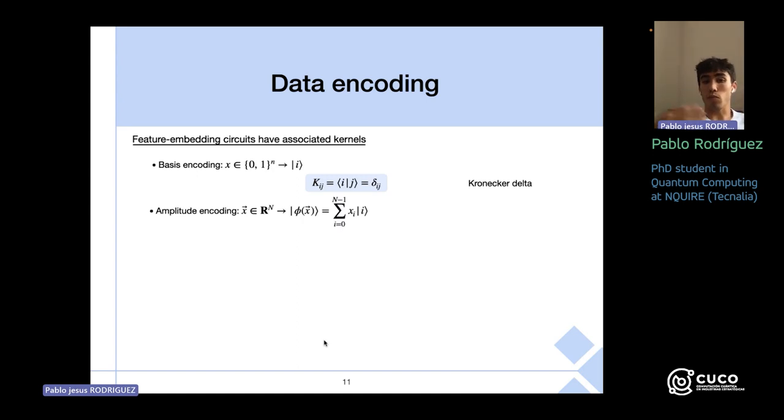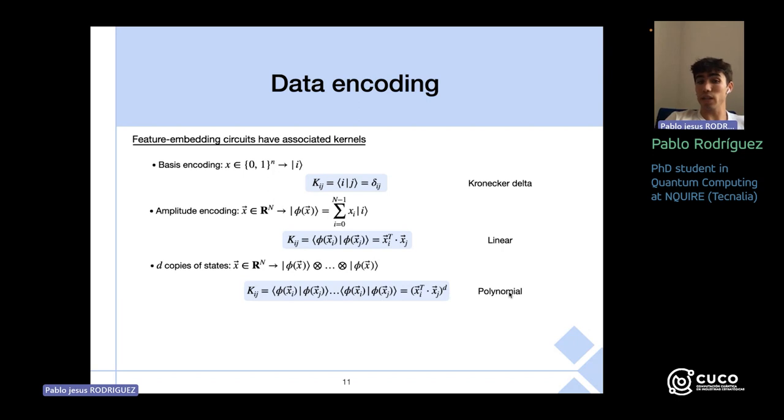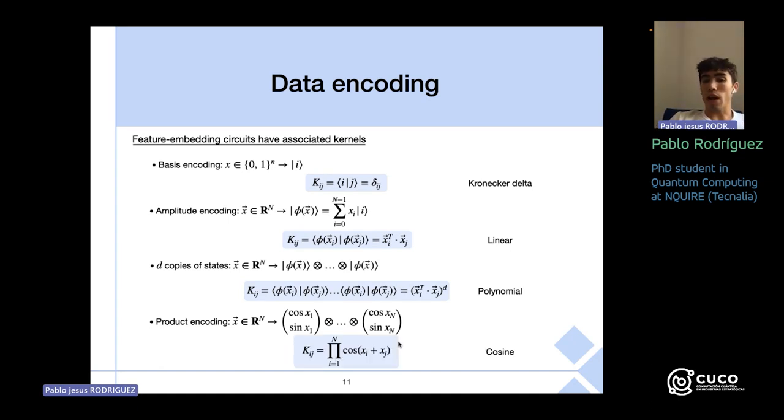We have the amplitude encoding, which is very famous, which encodes the classical data into the amplitude of a quantum state. What we have is the linear kernel, which is used to perform linear classification. With copies of a quantum state encoded with amplitude encoding, we can obtain polynomial kernels. For example, if we have a product encoding, which is just obtained by applying single qubit gates on each qubit, we can obtain a cosine kernel, which is constructed this way.